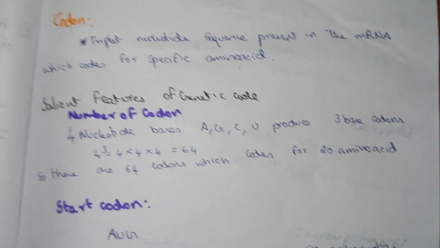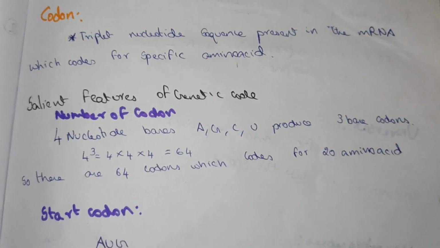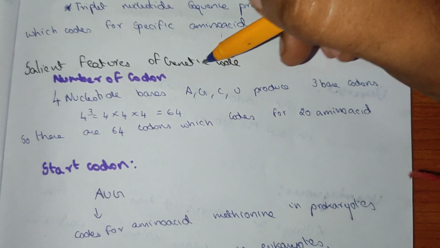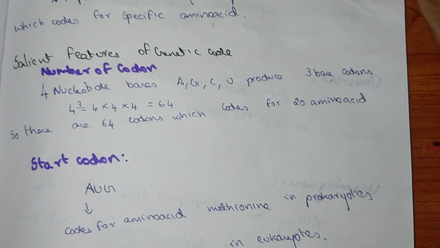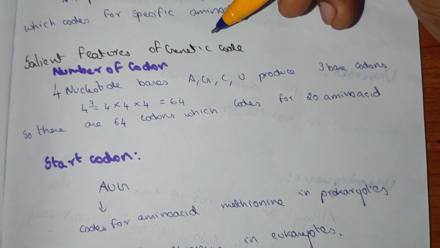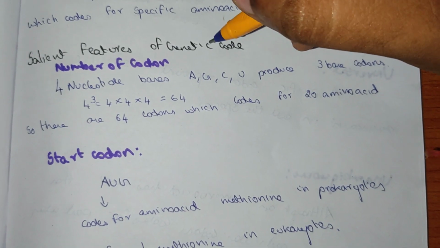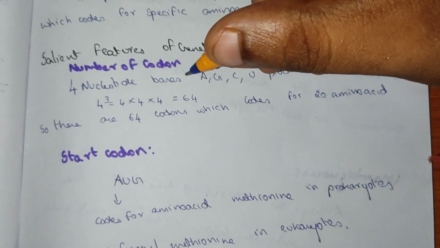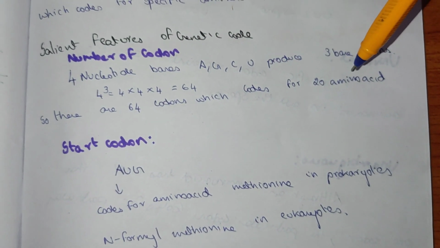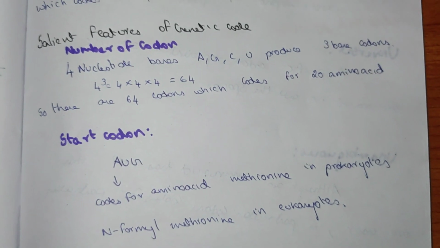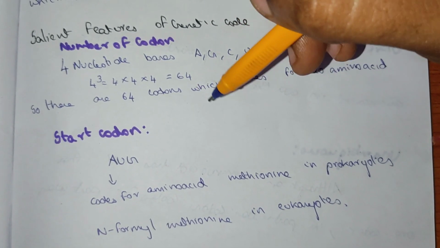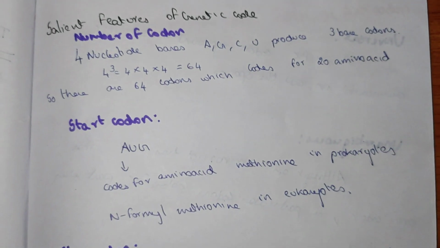Features of the genetic code. The number of codons: there are 4 nucleotide bases, and the 4 bases in combination can produce 3-base codons. So 4 into 4 into 4 is equal to 64. These 4 bases can produce 64 codons, which code for 20 amino acids. Of the 64 codons, 3 are stop codons, so 61 codons code for 20 amino acids.